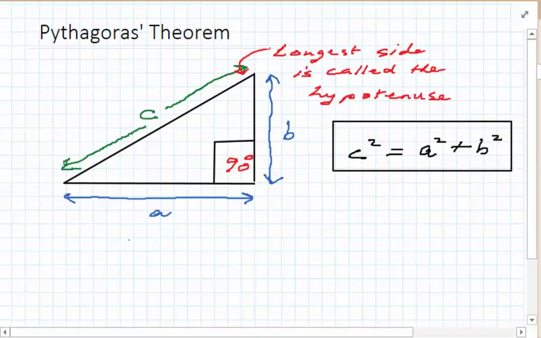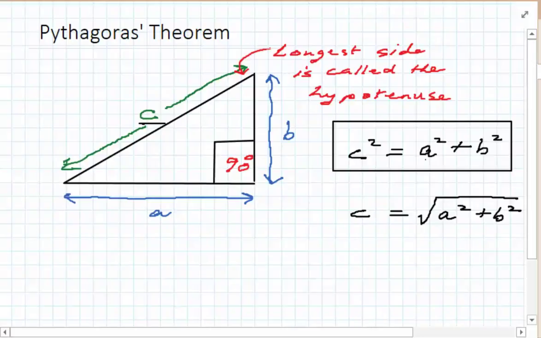So if you want to find the hypotenuse, we take the square root. So let me write that up. So essentially it's a squared plus b squared, where a and b are the shorter sides, and you take the square root of that sum.